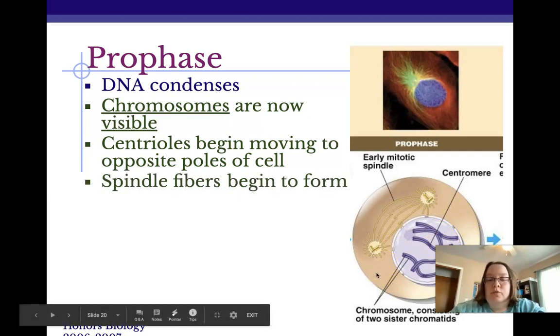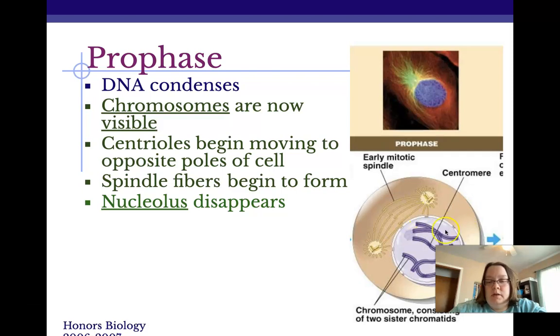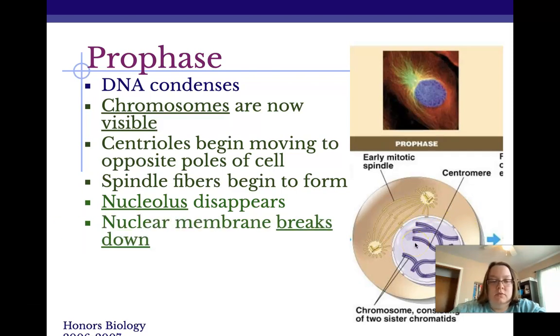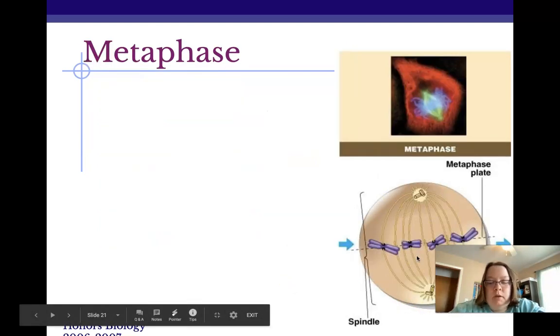The spindles are forming. We see our spindle fibers starting to stretch out. They're ready to do their work. The nucleolus disappears, which is that dark spot inside the nucleus, and the nuclear membrane starts to break down. So our nucleus is now dotted because it's starting to disappear. It's going to disappear so we can actually have access to this DNA to help move it around.